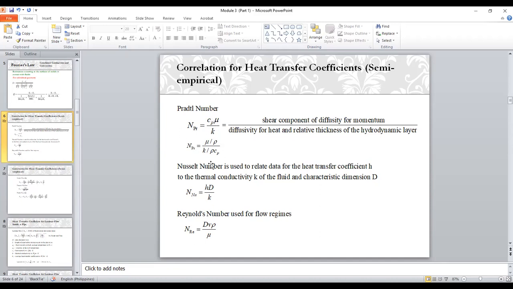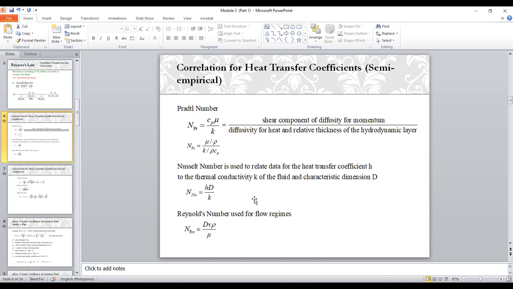So I just wrote this one, that way you will see the result if these two, the shear component of diffusivity and the diffusivity for heat and relative thickness, be taken as one term or one entity. So you cancel the densities and this will be the simplified form of the formula.